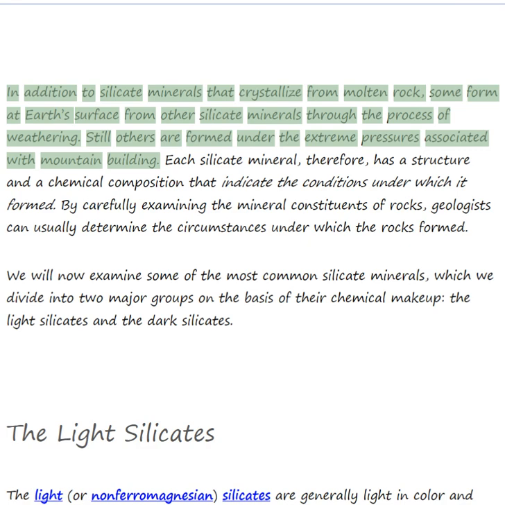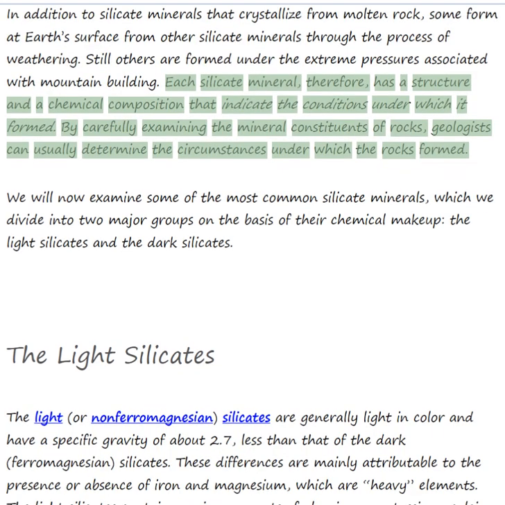In addition to silicate minerals that crystallize from molten rock, some form at Earth's surface from other silicate minerals through the process of weathering. Still others are formed under the extreme pressures associated with mountain building. Each silicate mineral, therefore, has a structure and a chemical composition that indicate the conditions under which it formed. By carefully examining the mineral constituents of rocks, geologists can usually determine the circumstances under which the rocks formed.